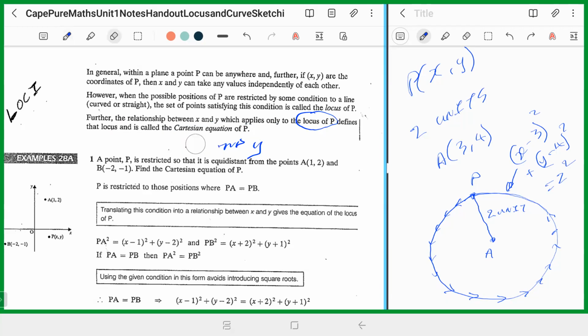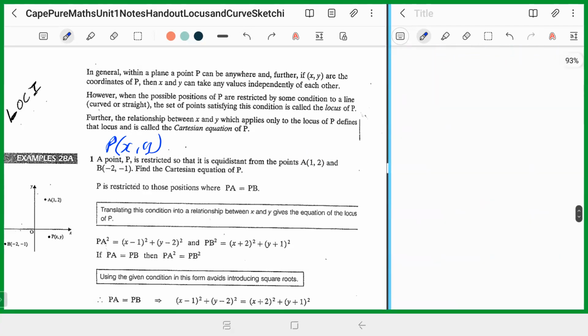And there are examples on the screen, like for example, this one. It says a point P, remember, always call a point (x, y), guys. You're trying to get a relationship between x and y, following the restriction that they gave us. P is restricted so that it is equidistant from this point and from this point. So P moves such that it is equidistant from those two points.